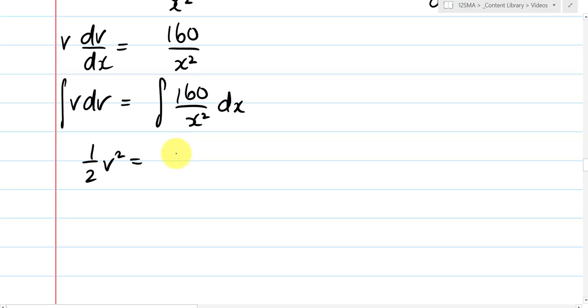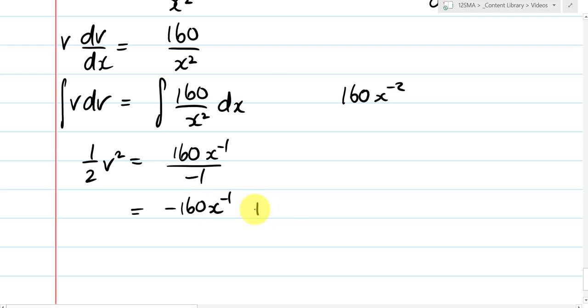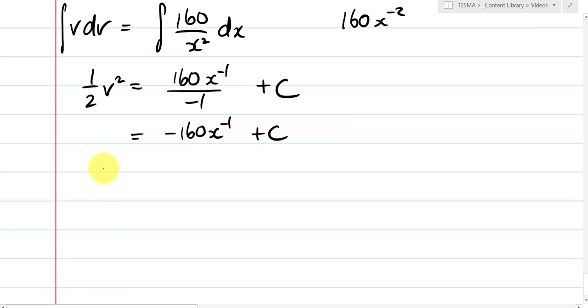If we integrate this, we get 160 x to the power negative 2, and when we integrate that we get 160 x to the power negative 1 over negative 1. That's equal to negative 160 x to the power negative 1 plus some constant. Now I'm going to rearrange that to get v squared is equal to negative 320 over x plus some constant. And we'll deal with it in that way.